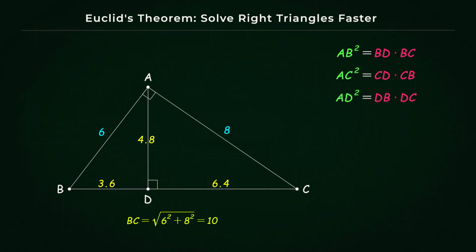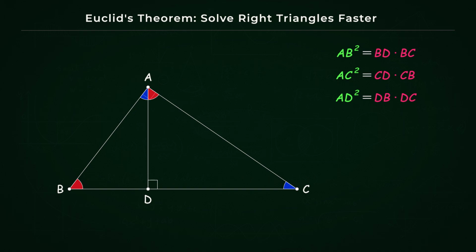With the problem solved, let's see where these formulas come from. The idea behind this theorem is actually quite simple. It all comes from the basic properties of similar triangles. In this configuration, the 2 red angles are equal because they are both complementary to angle BAD. Similarly, the 2 blue angles are also equal because they are both complementary to angle B.